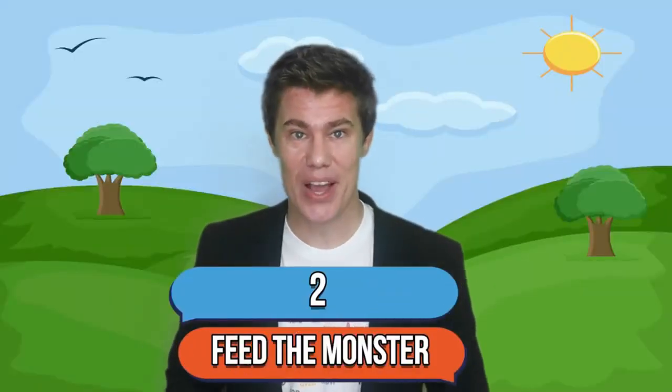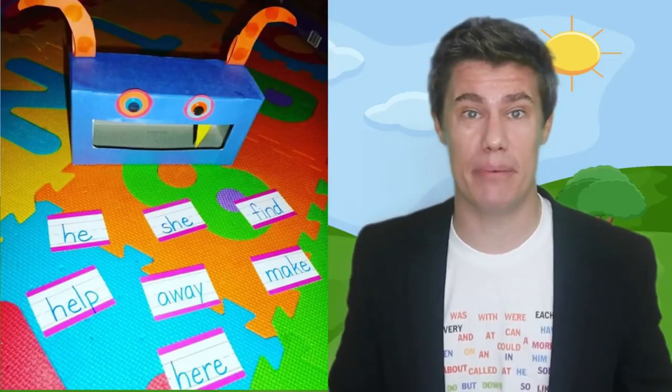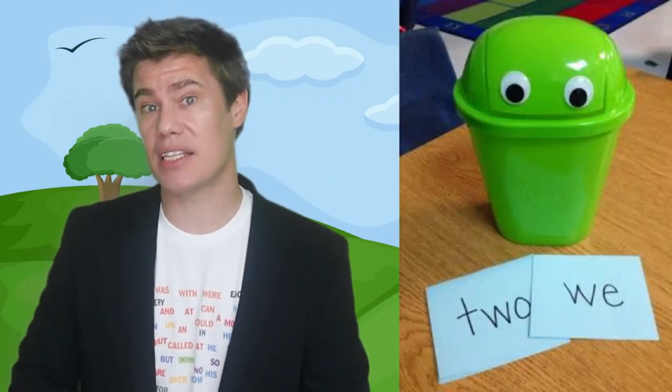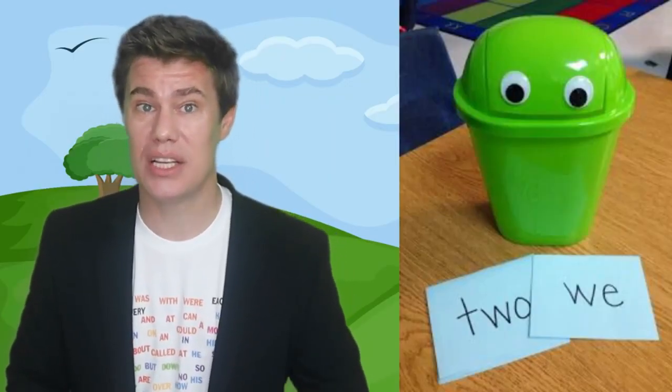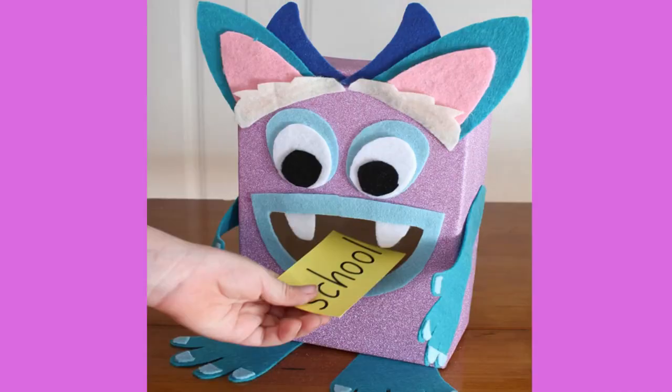Feed the monster. Build a cute box and write down sight words on strips of paper. If the students are able, you could ask them to copy the words themselves, saving you the hassle. One by one, say the words out loud. Students then feed the sight words to the monster and try to repeat it as they do.